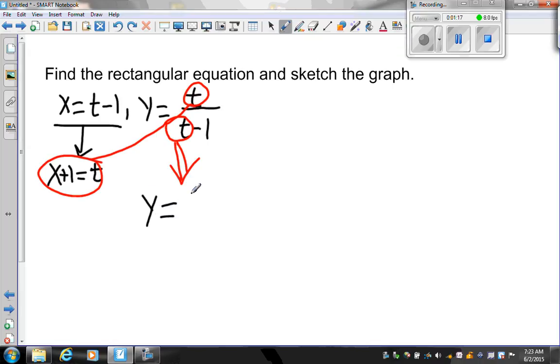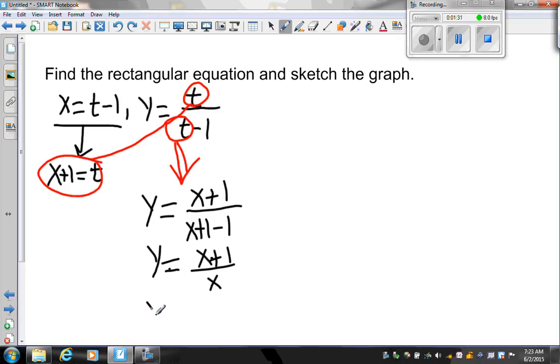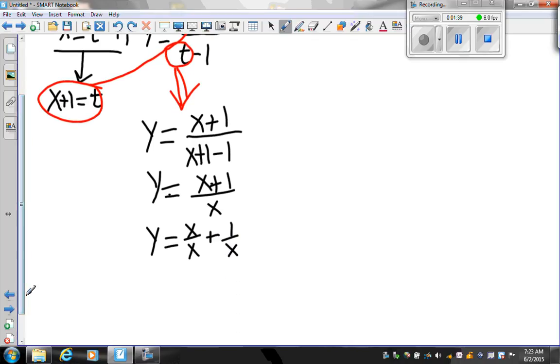y is equal to x plus 1 divided by x plus 1 minus 1. So y is equal to x plus 1 divided by x. y is equal to x divided by x plus 1 divided by x. Finally, y is equal to 1 plus 1 over x.